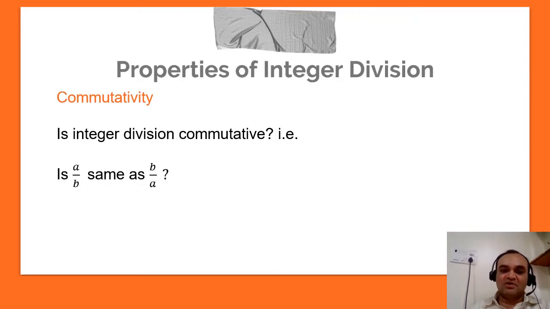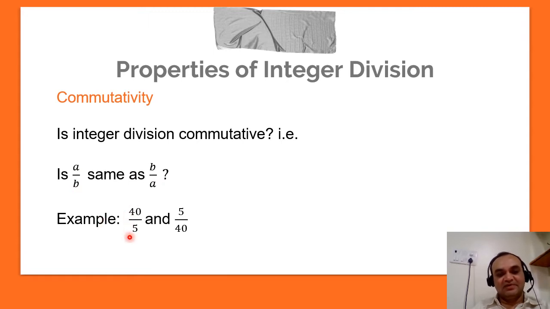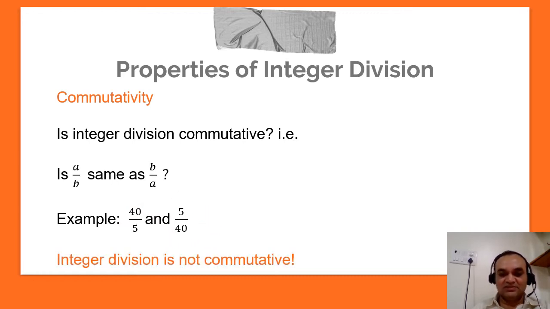So let's look at some properties of integer division. So let's take a look at commutativity. Is integer division commutative? That is, is A divided by B the same as B divided by A? So let's take an example: 40 divided by 5 and 5 divided by 40. The first division, we know the answer is 8, and for the second division we know that the answer has to be less than 1. So it's not the same. So integer division is not commutative.